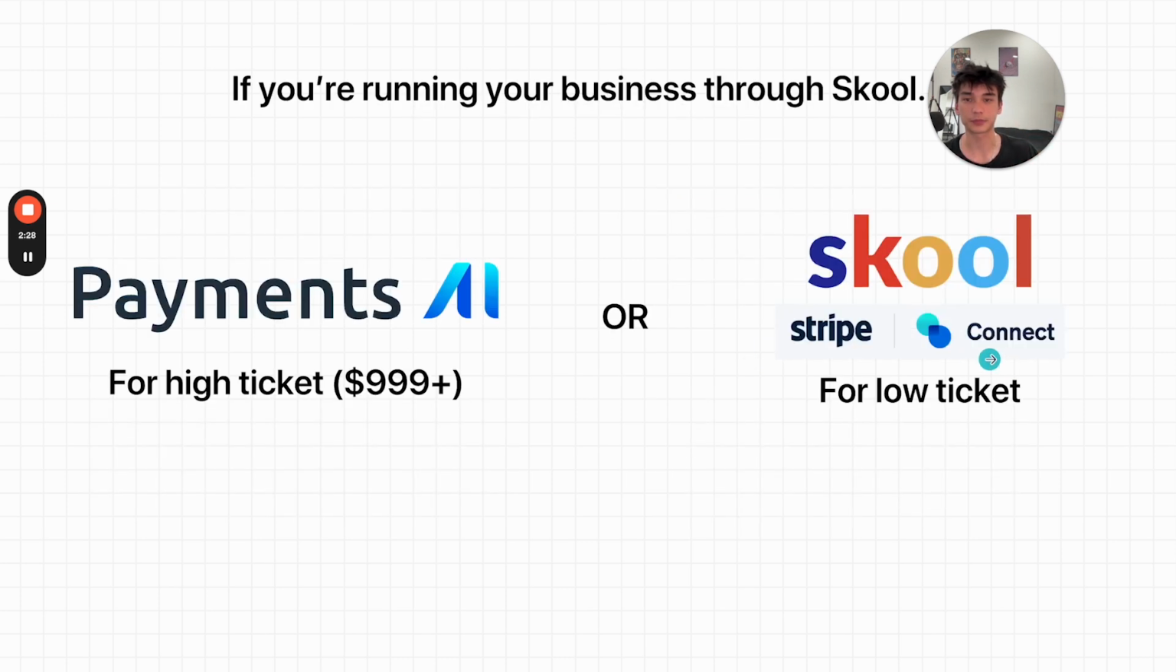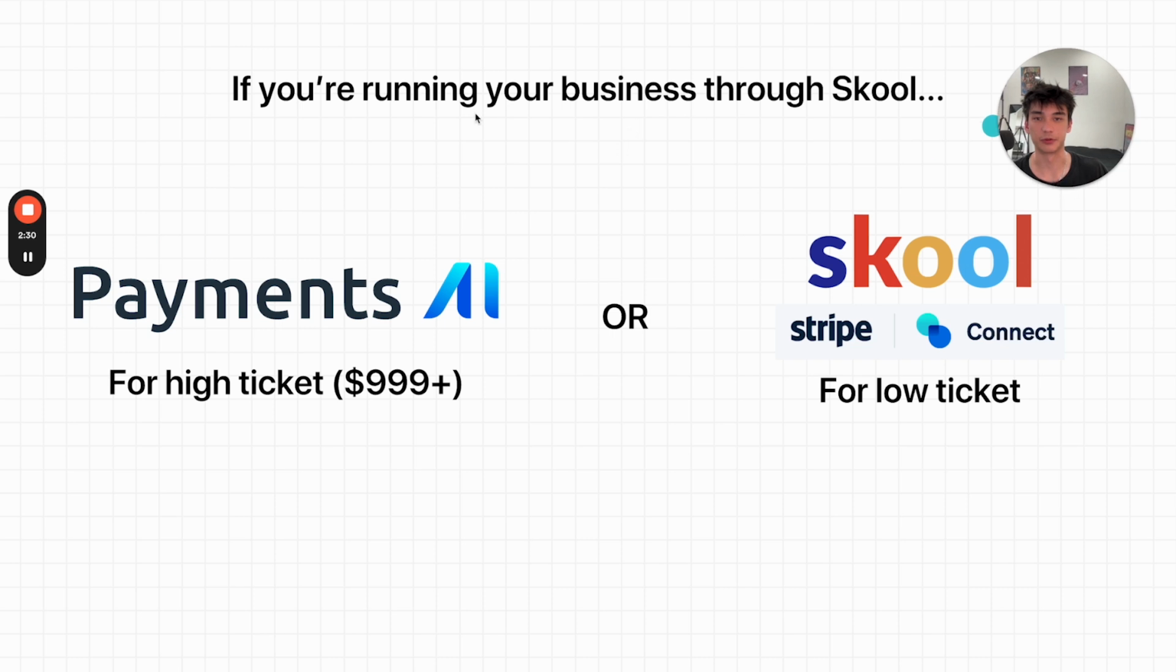Right. So if you're running your business through School, okay, then you want to be using Payments AI for high ticket stuff, right? Like I charge more than $1,000, right? It's a couple grand, right? So I use Payments AI because School doesn't allow me to charge more than $9.99, at least not yet.